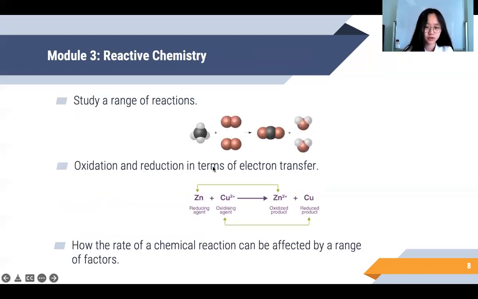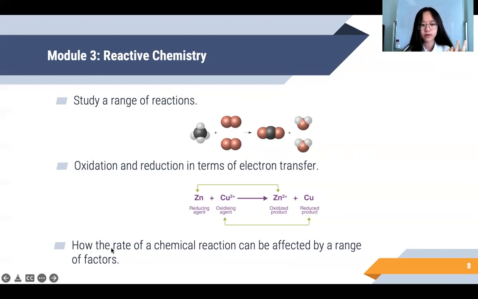Okay. Module 3, in reactive chemistry, we study a range of reactions. This can include synthesis, decomposition reactions, combustions, as well as reactions involving metals. So reactions involving metals are redox reactions. They are characterized in terms of electron transfer. So you have one element, it either loses a couple of electrons or takes in a couple of electrons. And these reactions have an electrochemical potential, which we will calculate using a formula.